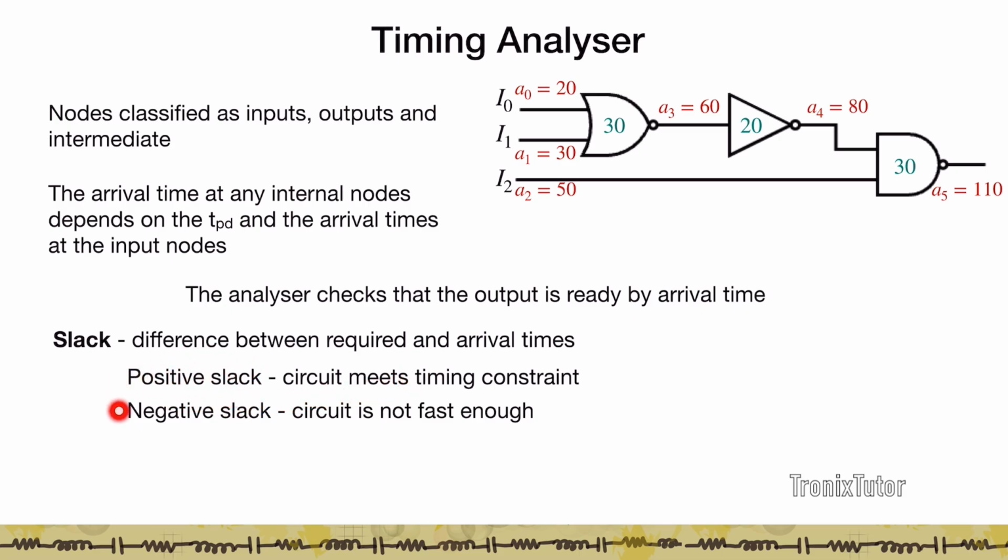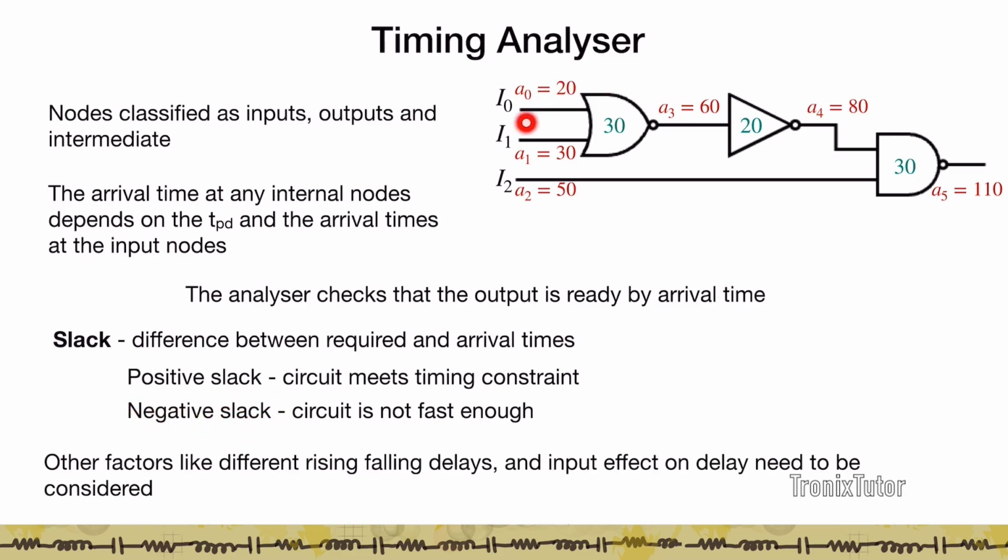A negative slack, on the other hand, is a problem, because a negative slack indicates that the circuit is not fast enough, which means that either you need to employ some other different logic or slow down the time budgeted for that given block so as to meet the requirements. This is again a very simple first order analyzer that I've shown here. Other factors which may determine the timing at the output are things which have not been considered in this very simple analyzer.